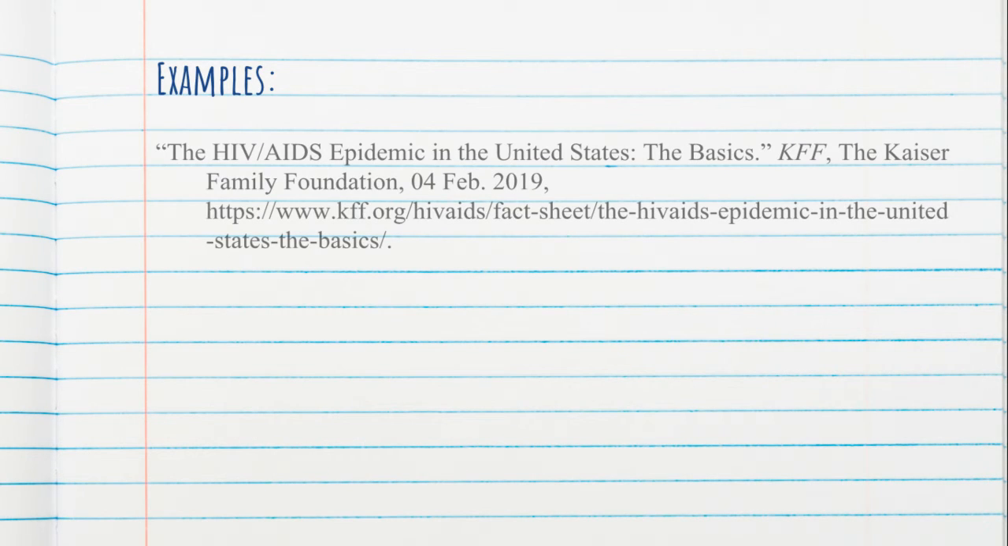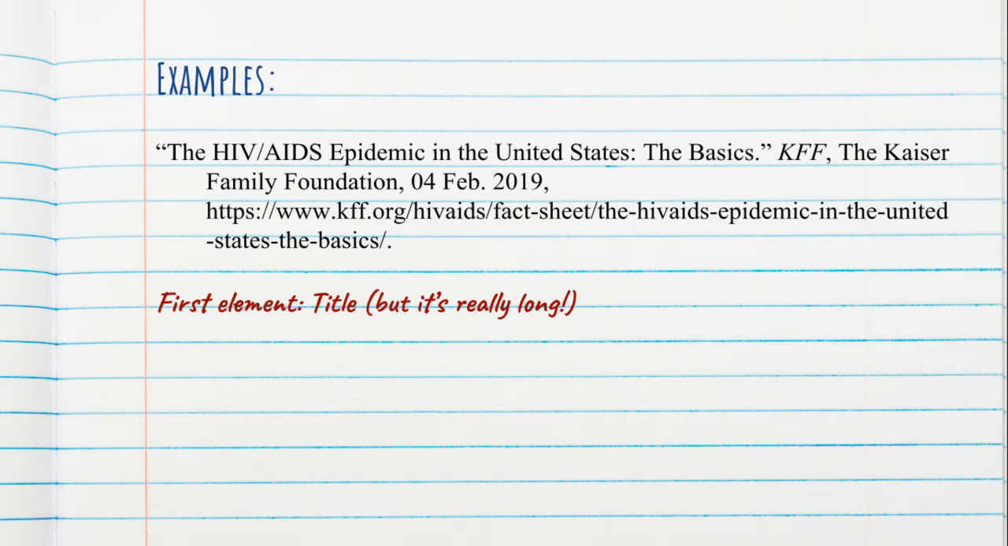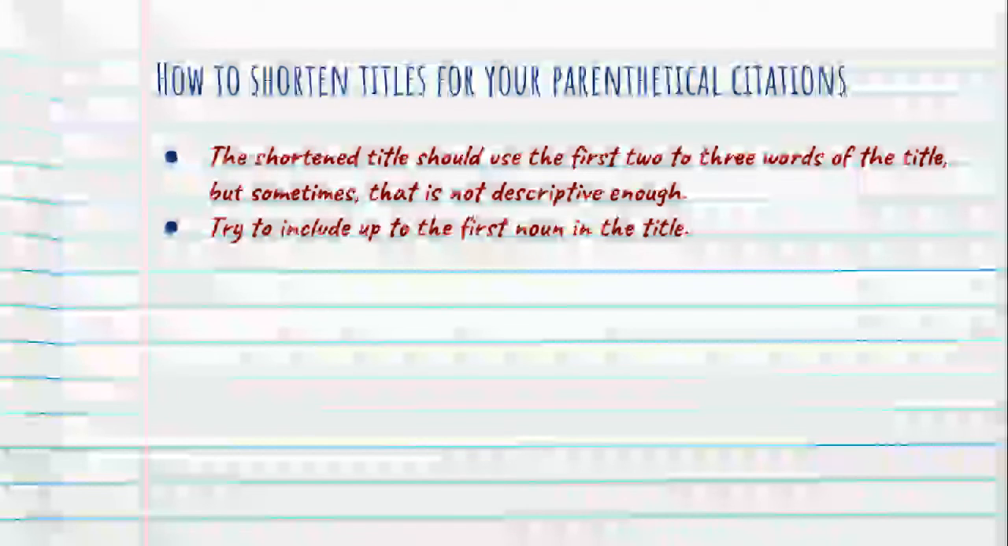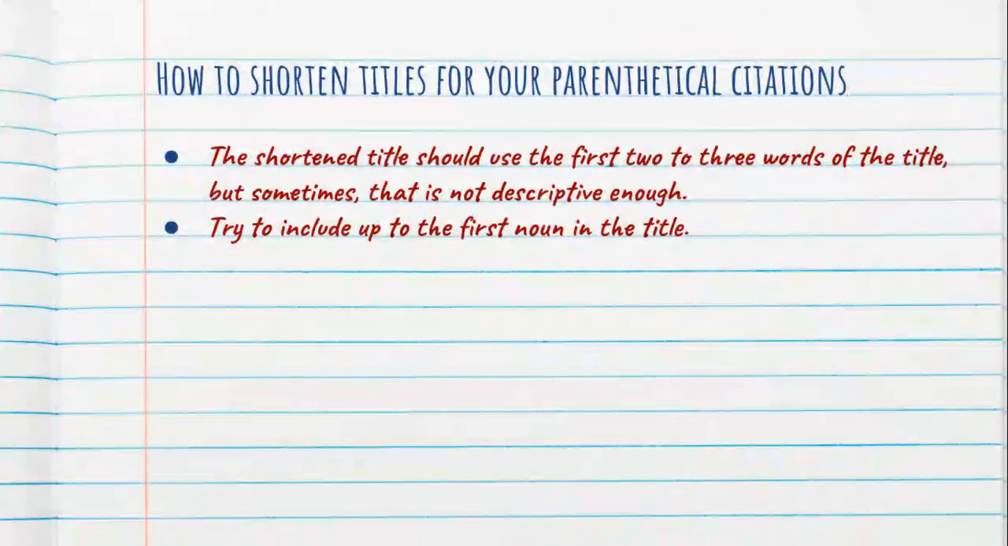Here's another example from my works cited page. All right, so we have the HIV/AIDS epidemic in the United States, the basics, and that's the first element, and that is the title of the article. So for this long form citation, since it's the title, I'm going to put that inside of my parenthetical citation. But the title is really long, and so I'll want to shorten it so it doesn't take up too much space in my paper. So I wanted to give you some tips on how to shorten long titles inside of your parenthetical citations.